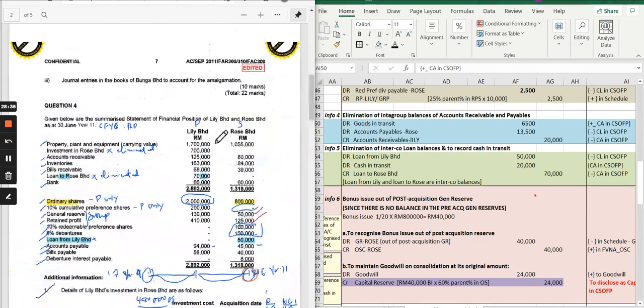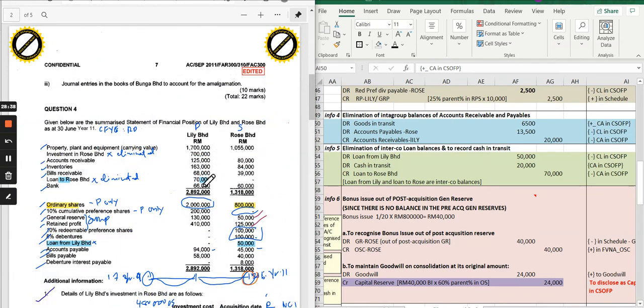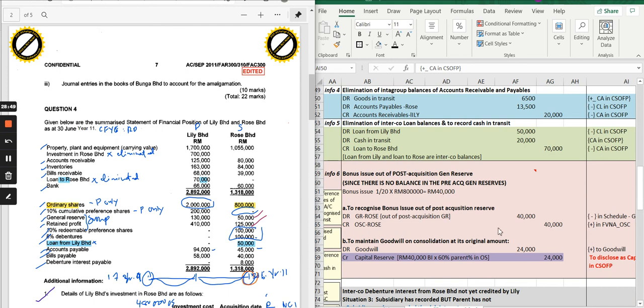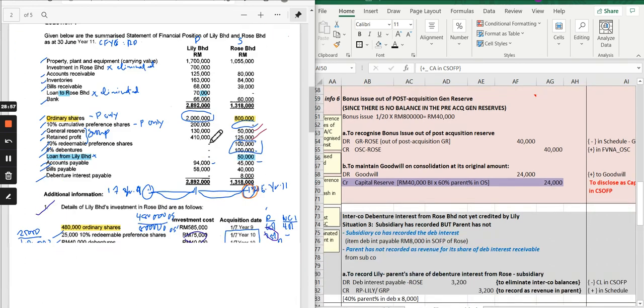So this 20,000 is what will be able to eliminate the intra-group balance. If you look at the intra-group balance, as I have highlighted in blue here, 70 and 50, this must not be reported because they are intercompany transactions. Earlier I highlighted that it should have been eliminated, and we have done the elimination already. So this also does not affect your schedule. It just affects your consolidated statement of financial position. This has been done, information number 6.